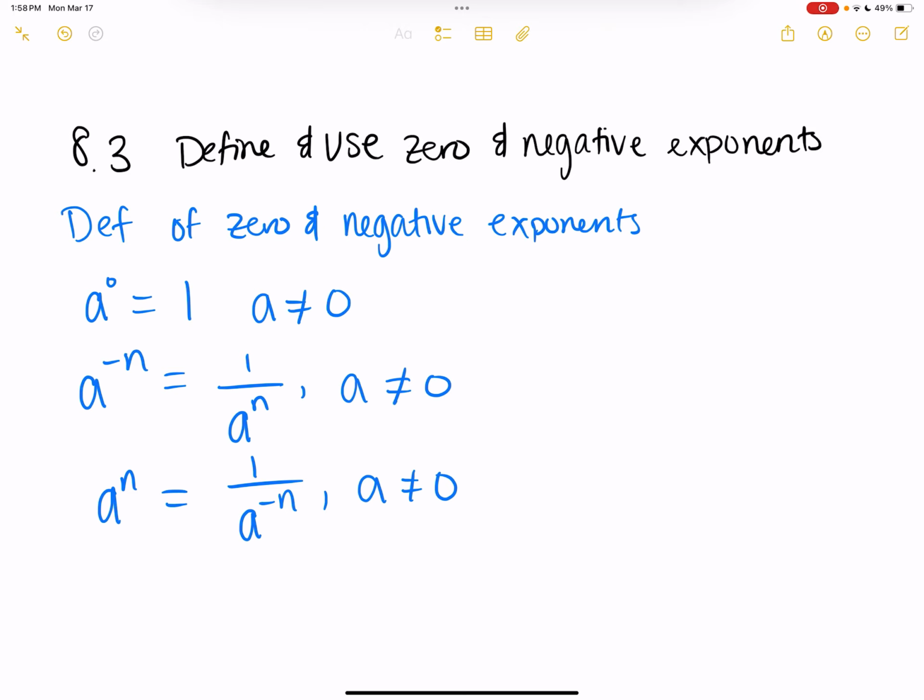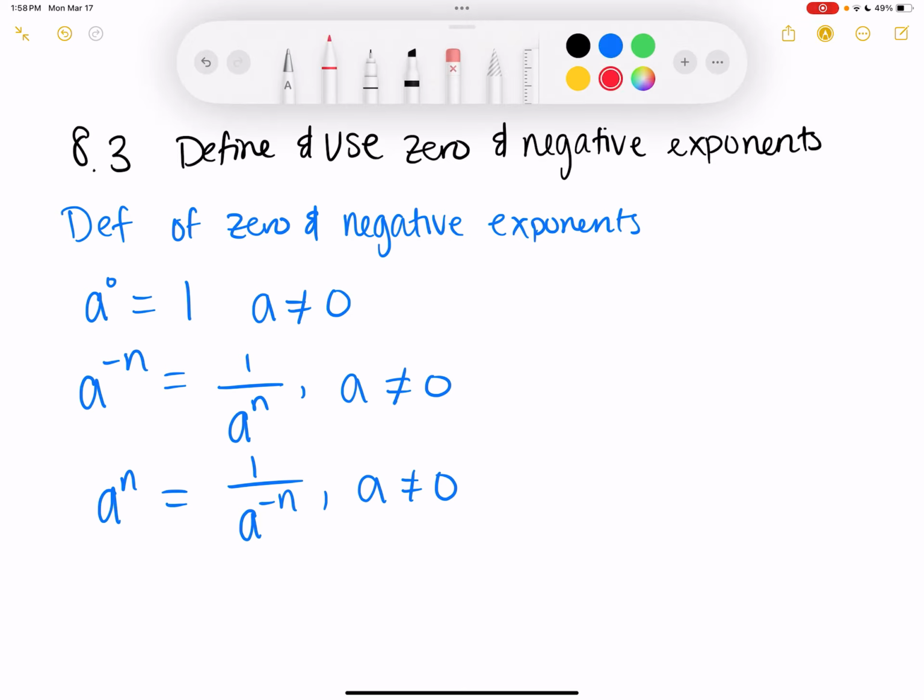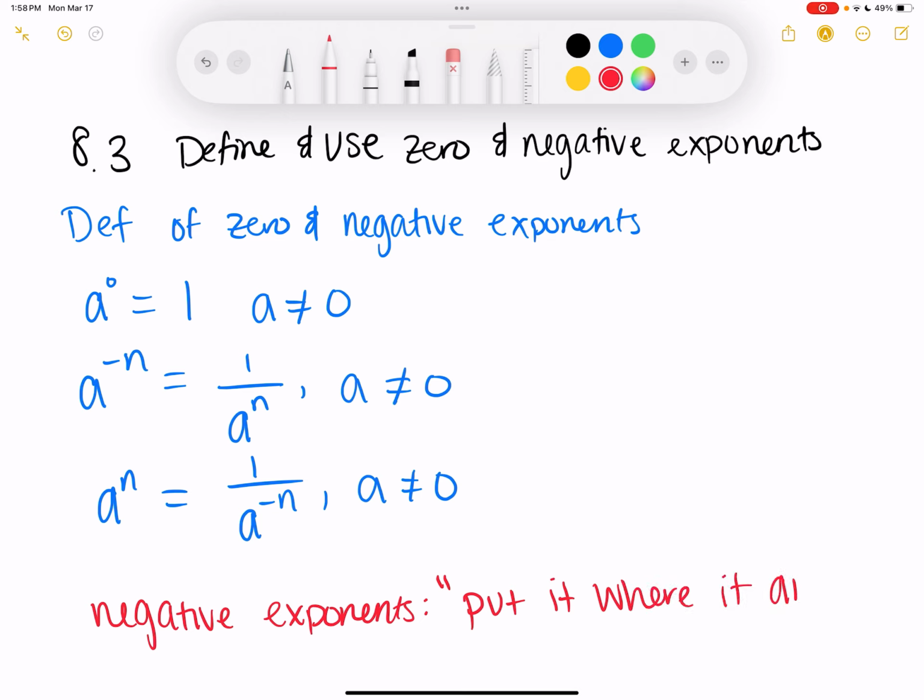Anyways, okay. So this is actually his catchphrase that he said. And your English teachers are going to hate my phrase, but I use it because it helps you remember. The catchphrase for negative exponents is: put it where it ain't. Make it positive.